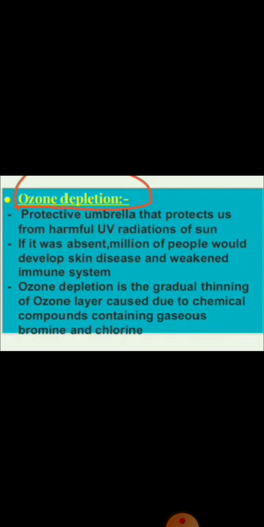Again, a well-known issue in urban areas. The ozone layer is the protective umbrella that protects us from harmful ultraviolet radiation of the sun. This ozone layer has the potential to absorb 97 to 99% of the harmful ultraviolet radiation coming from the sun that can cause damage to humans. If the ozone layer was absent, then millions of people would develop skin disease and weakened immunity. Ozone depletion is nothing but the gradual thinning of the ozone layer caused by chemical compounds containing gaseous bromine and chlorine.